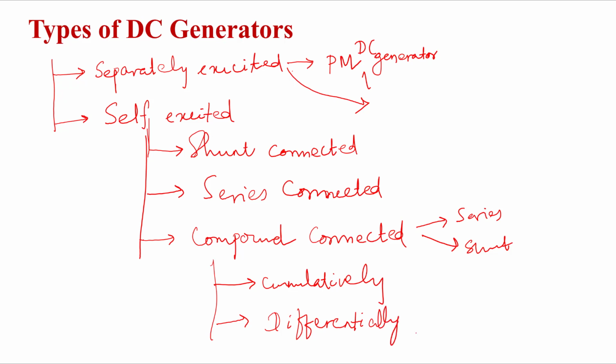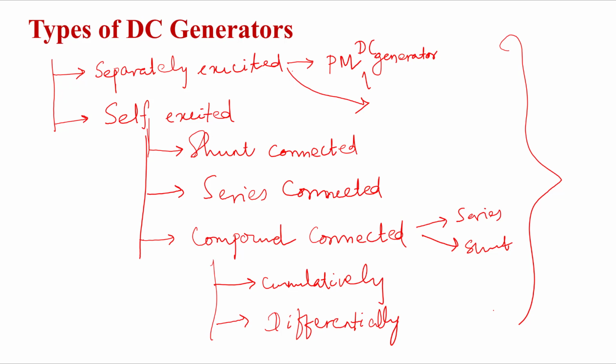Okay. So cumulatively means when your series field is aiding the shunt field, then it is a cumulatively compound generator, and when the series field is not aiding, not supporting the main field or the shunt field, then it is differential compound. Okay, so this is the major classification. Now we'll study the characteristics of each of the generators separately.